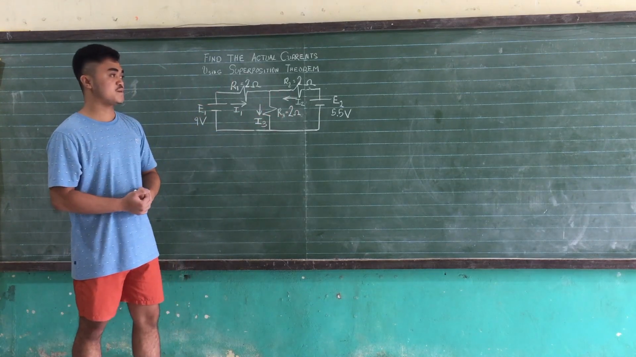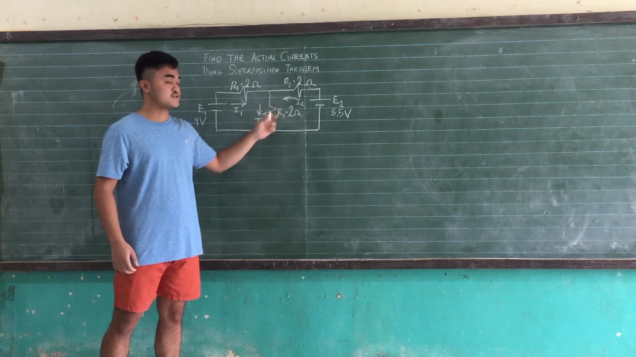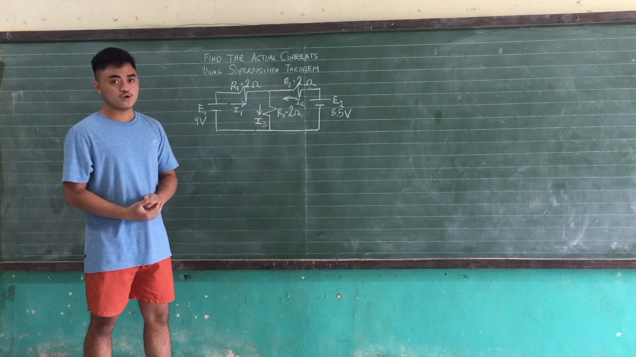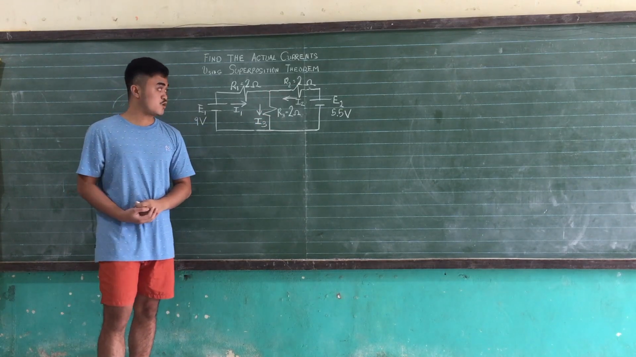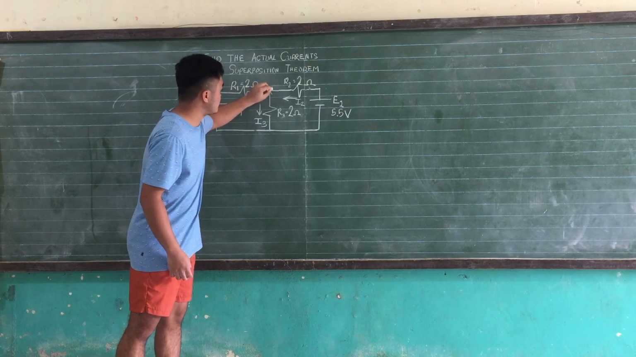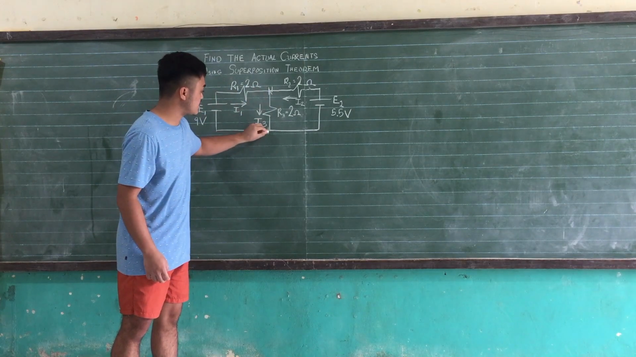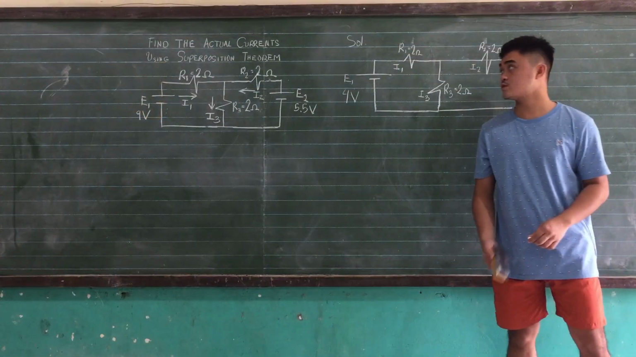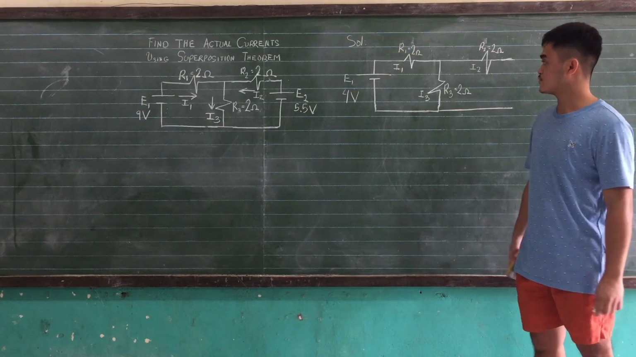So bakit nga ba natin masasabing parallel yung R2 and R3? Because we have two common nodes. Where are these two common nodes? These are the first common node and this is the second common node. So we will proceed to the solution.